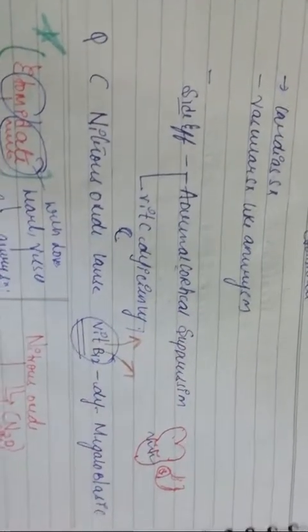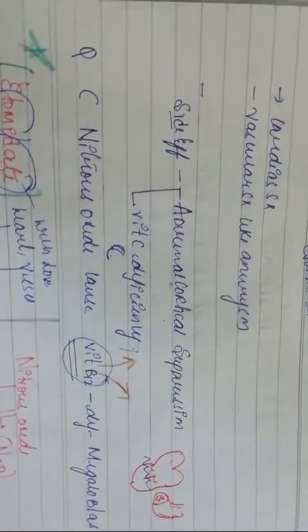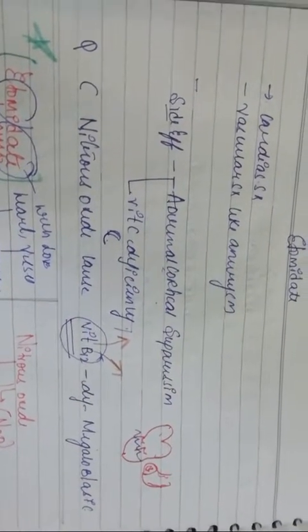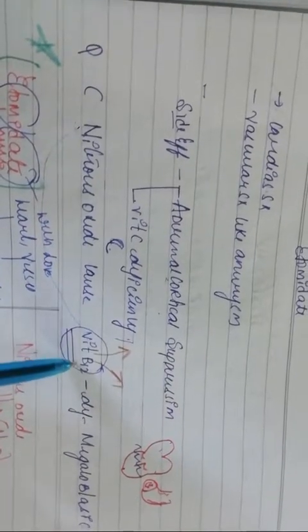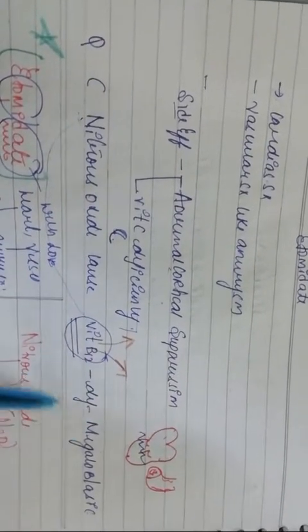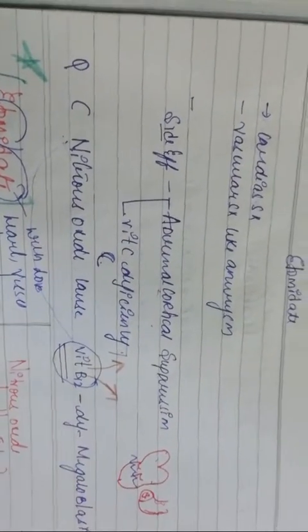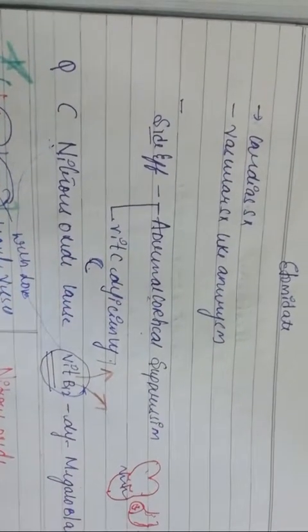So what does nitrous oxide do? Nitrous oxide causes a vitamin B12 deficiency, right? So you can see, at night you are watching B. So vitamin B at 12 o'clock, vitamin B12 deficiency. It causes vitamin B12 deficiency that can lead to megaloblastic anemia. So these are the important points regarding nitrous oxide, which causes vitamin B12 deficiency, and Etomidate, which causes vitamin C deficiency, right?